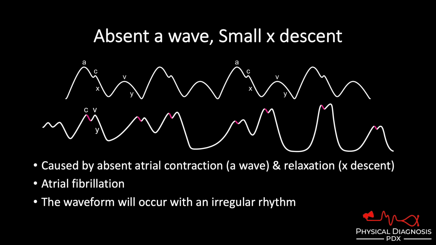Now that we can recognize the normal jugular venous waveform and the cardiac events that cause each of its components, we are ready to discuss various abnormalities. What is the abnormality in this tracing?